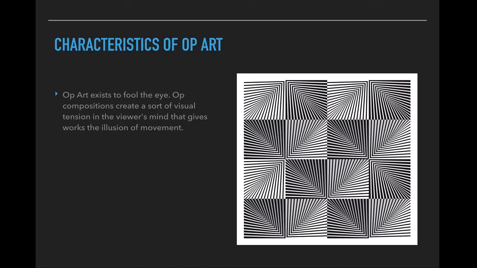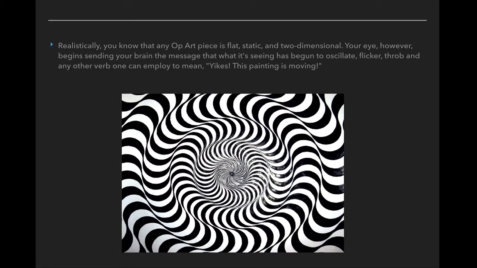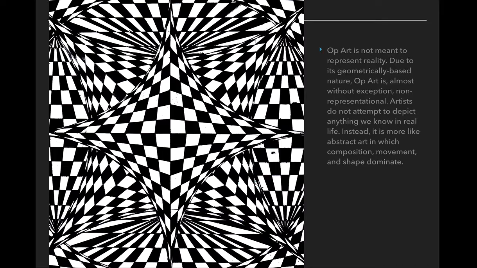Some characteristics of op art. Op art exists to fool the eye. Op compositions create a sort of visual tension in the viewer's mind that gives the work the illusion of movement through line or form or shape. Realistically, you know that any op art piece is flat, static, and two-dimensional. Your eyes, however, begin to send your brain these messages that the picture has begun to oscillate, flicker, throb, and any other verb one can employ to mean yikes, the painting is moving.